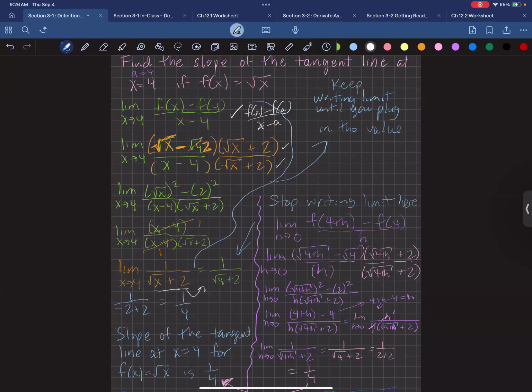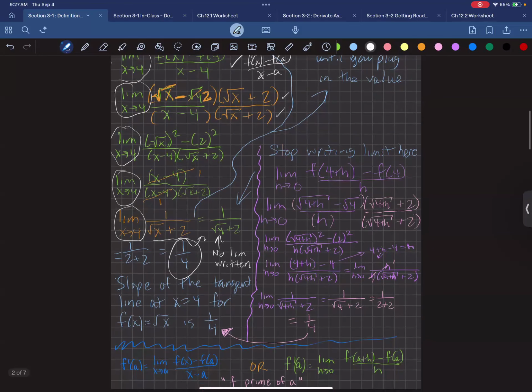You want to keep writing limit the whole time. I've seen students messing up doing that. Notice I've got limit written the whole way. And as soon as I plug in x equals 4, no limit written anymore. And I get the slope as 1/4. So that's the slope of the tangent line.